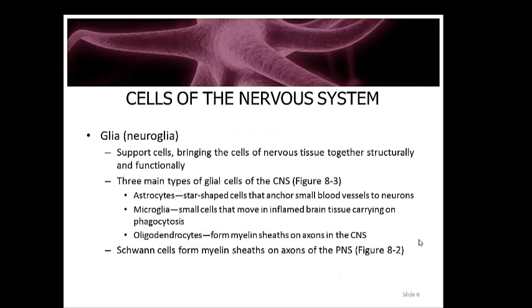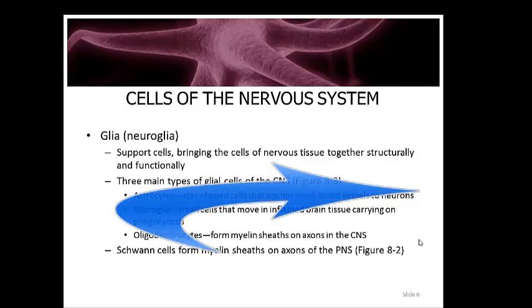Other cells of the nervous system are called glia or neuroglia. These are nothing other than support cells that bring the cells of the nervous tissue together both structurally and functionally. There's three main types, and these are in the central nervous system. They are astrocytes, microglia, and oligodendrocytes.